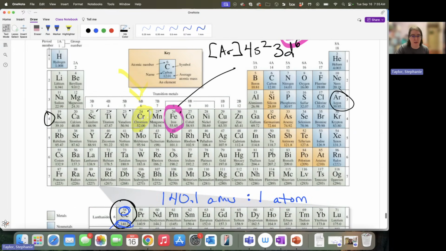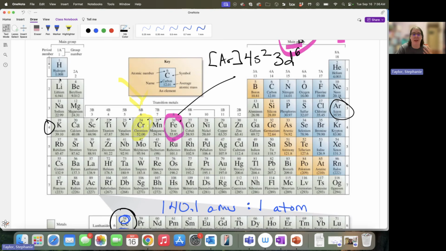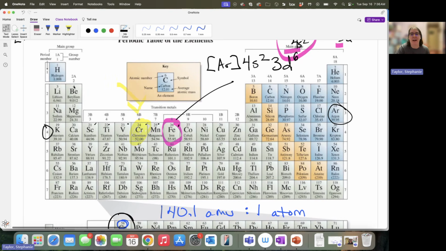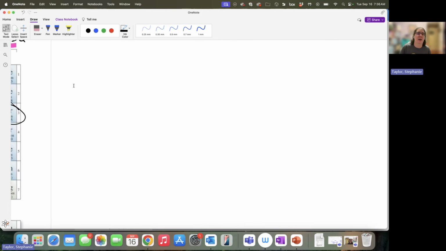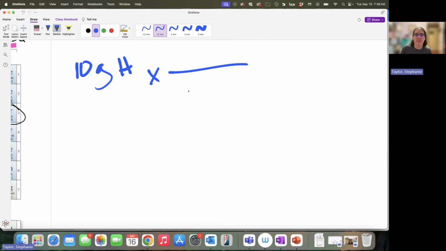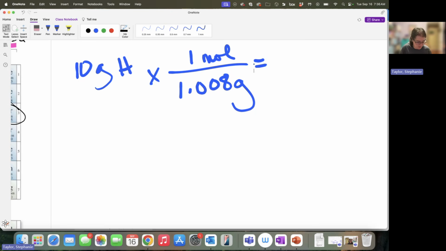So I don't care where you are on here. We can look at mercury down here at number 80, which says that there's 200 grams in a mole. So if I was doing 10 grams, how many moles do I have? I would have divided by 200, get smaller. The lightest element we have is hydrogen, and even that's not one. It's 1.008. So just to demonstrate, if I had those 10 grams of hydrogen, I would have divided by 1.008 grams in 1 mole. And this is the lightest element we have.